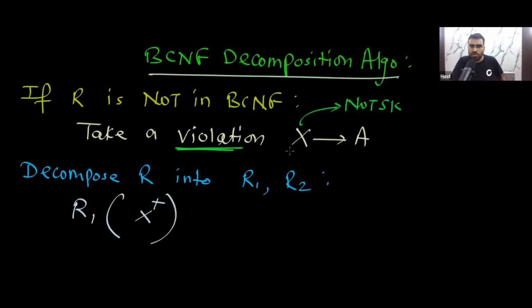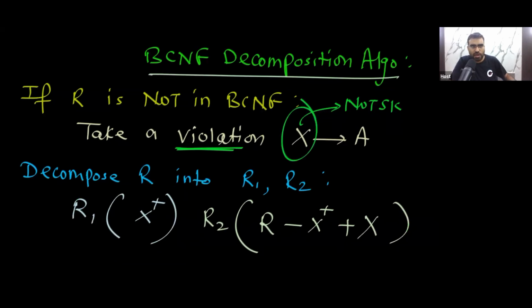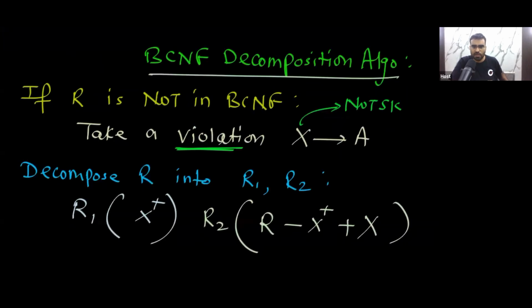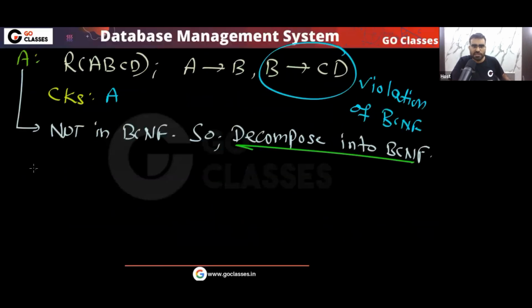In this violation, find the closure of the LHS, X plus. And R2 will have: from R, you remove X plus, but you add X, the LHS. This is the BCNF decomposition algorithm, a very simple algorithm. Let's apply it here and decompose into BCNF.